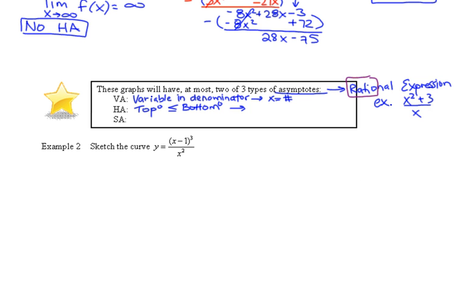And then when do we have a slant asymptote? When the top degree is equal to the bottom plus 1. Oh, sorry, the horizontal one is y equals a number, right? So it'll be y equals 3. And a slant asymptote would look like y equals mx plus b.